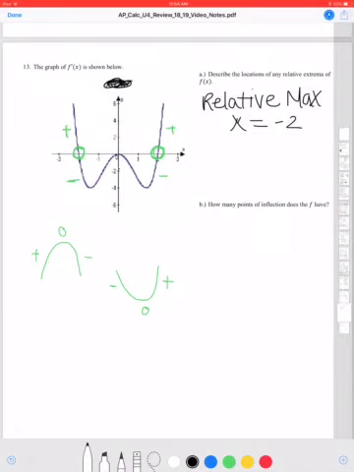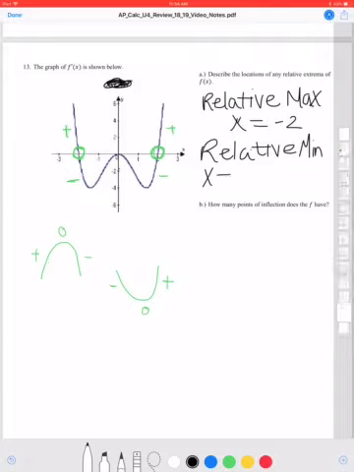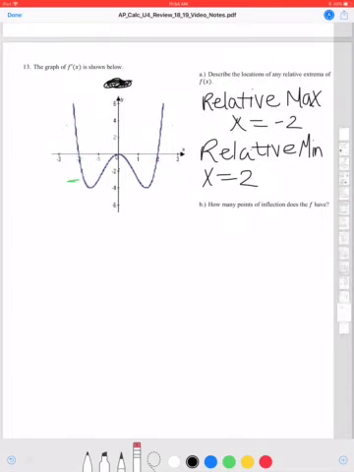At x equals -2. And we have a relative min at x equals 2. How many points of inflection does the graph have?